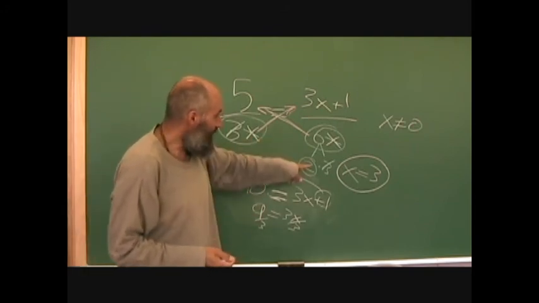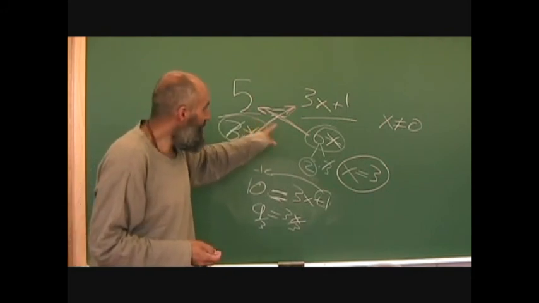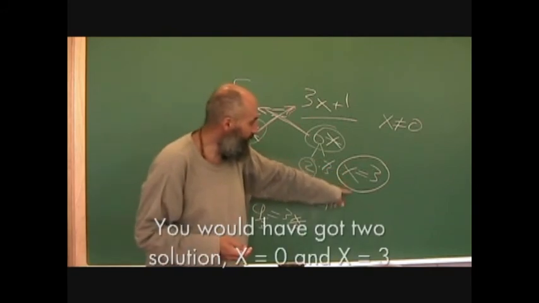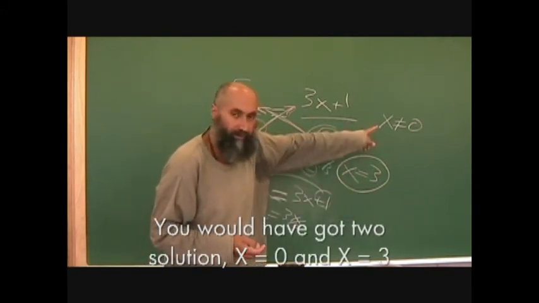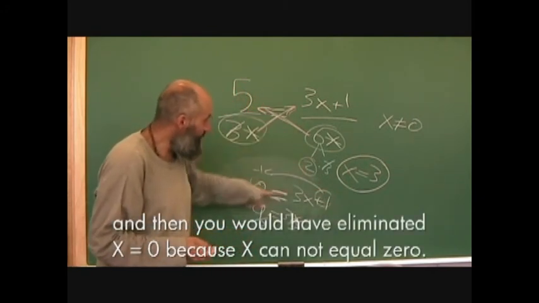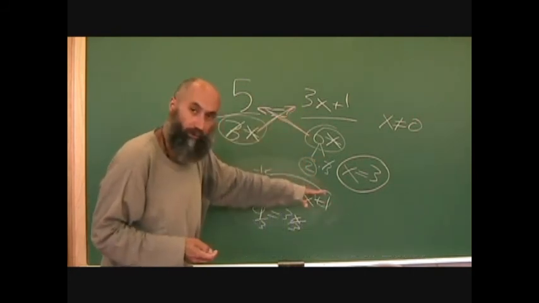Now, with this cross multiplication, when the x's killed each other, if the x's didn't eliminate each other, you would get a solution of x is equal to 0. And what you would have to do is look back at your restriction and eliminate that answer. So let's do this problem without crossing out the x's and see how the solution would look.